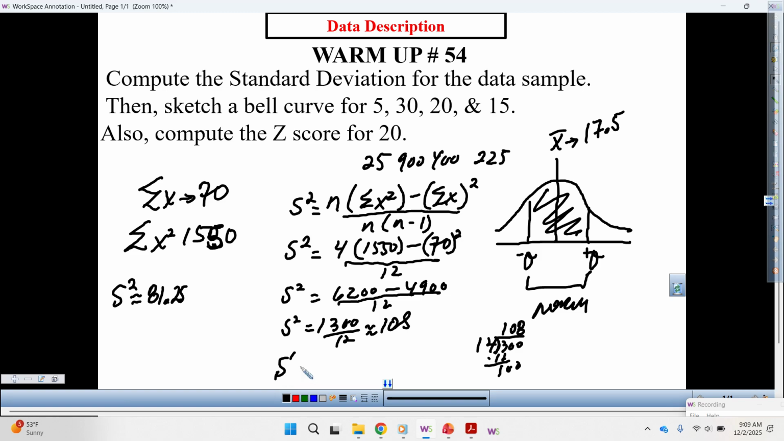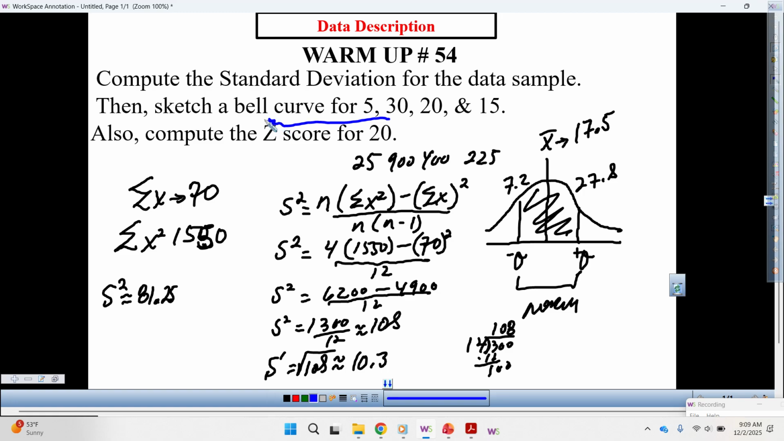So standard deviation, square root of 108 is approximately 10.3. Thank you. All right, so that takes us to 27.8 and 7.2. All right. Next, Z-score.